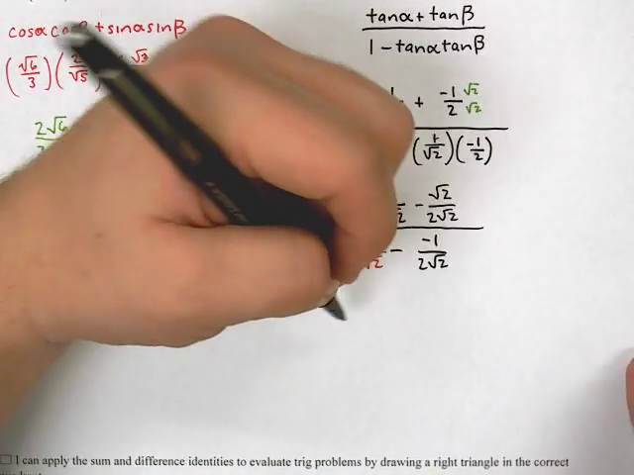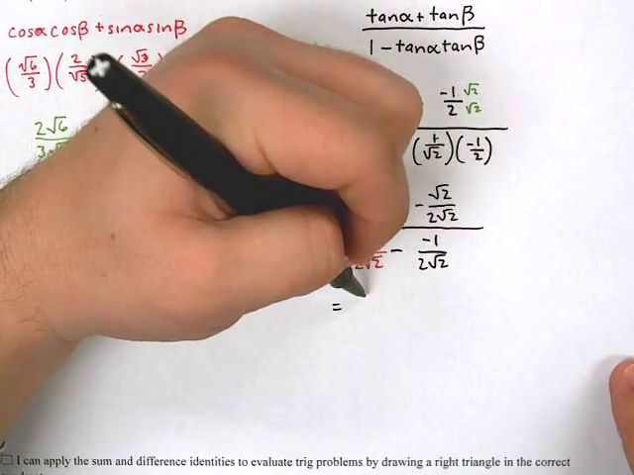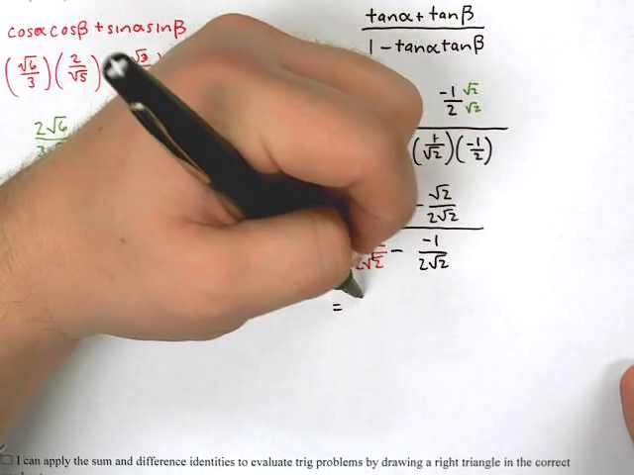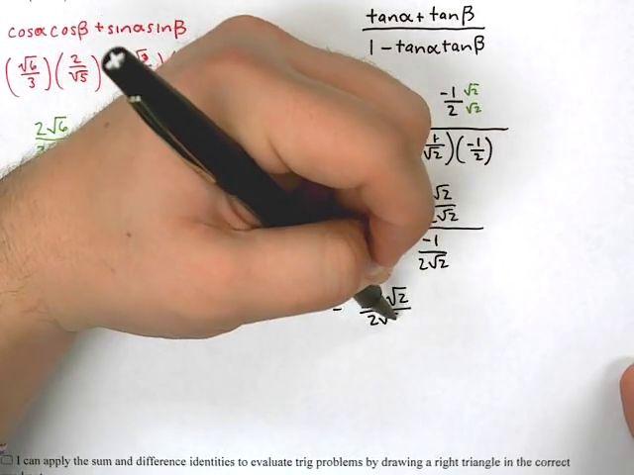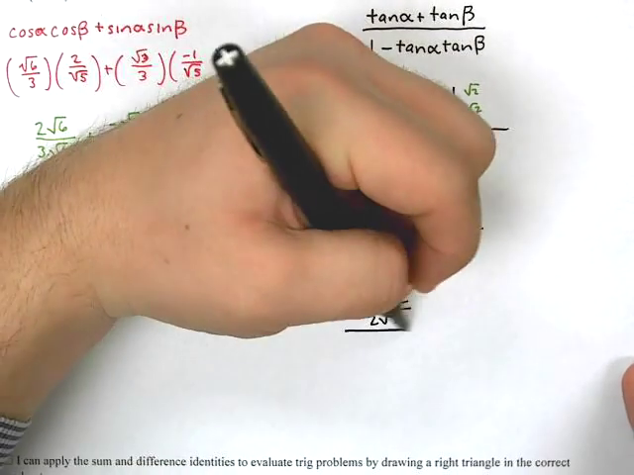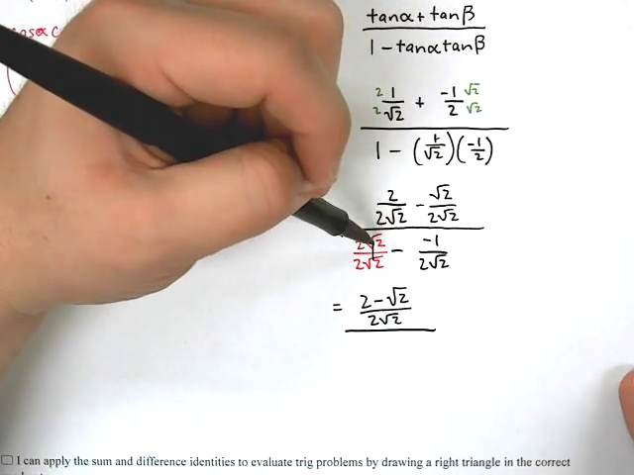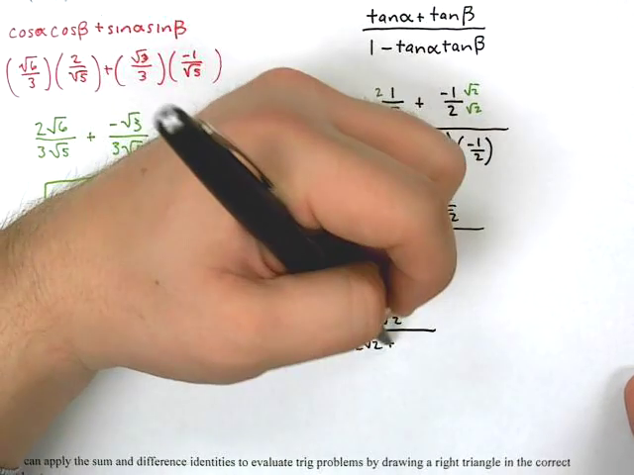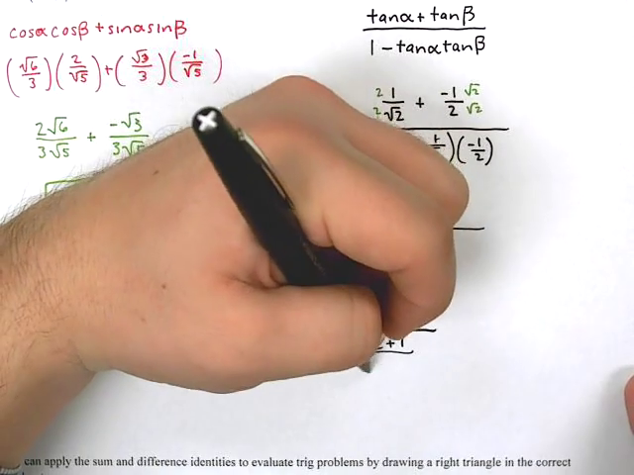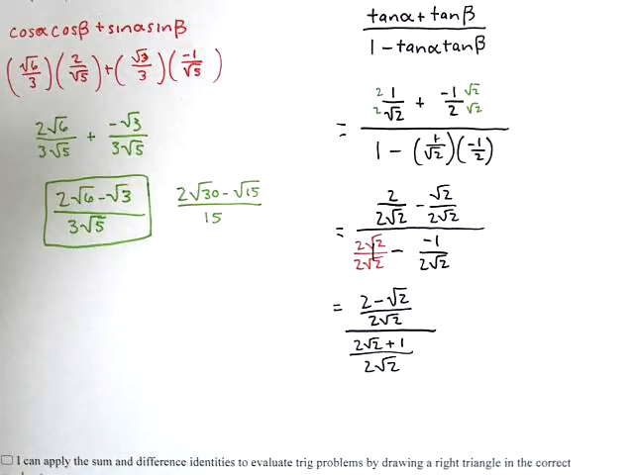So let's take a look. I now have, and again in the numerator, common denominators means I can subtract across, and then I can do that subtraction again. So 2 square root 2 minus a negative means plus 1 over 2 square root 2. Okay, this is looking better. This is looking a lot better.